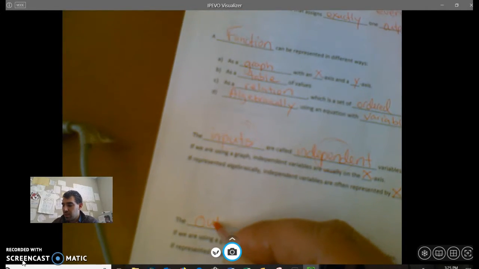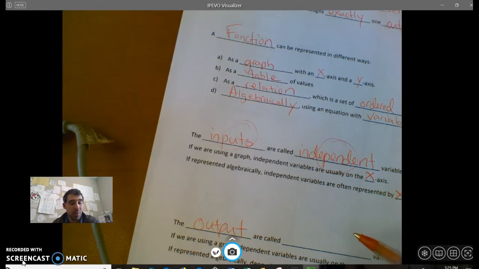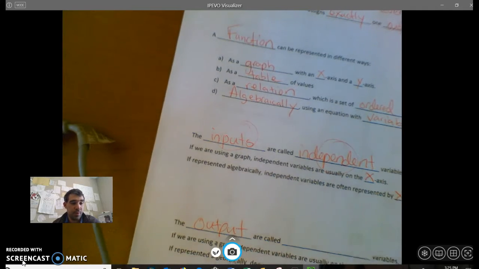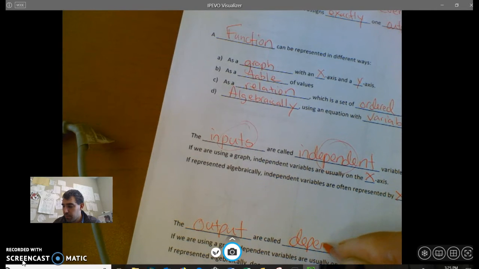The other one, we have the output. That's like what comes out, right? It's like a box. It's like a machine. This is a machine, it's creating these. We put something in, like 2 layers of bridge. That bridge that was 2 layers. Then we get something out. It holds 16 pennies. So the outputs are the dependent, which are always on the y-axis.